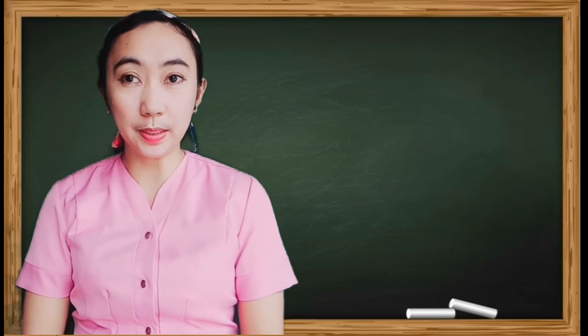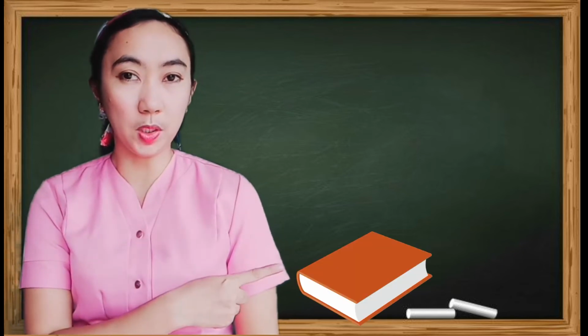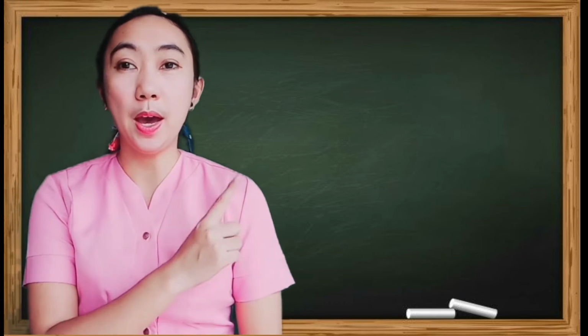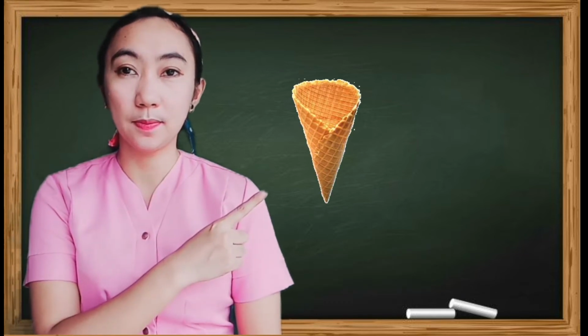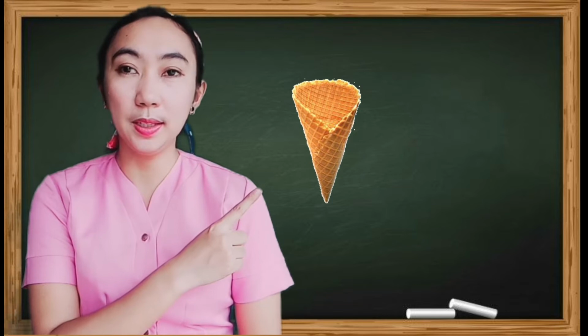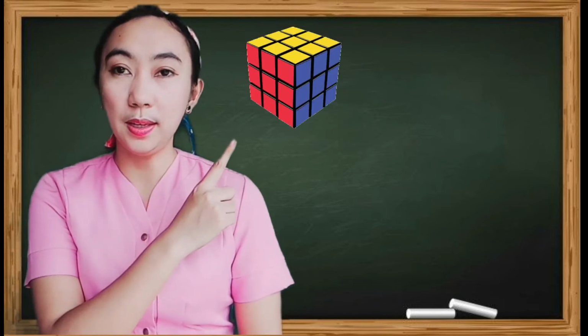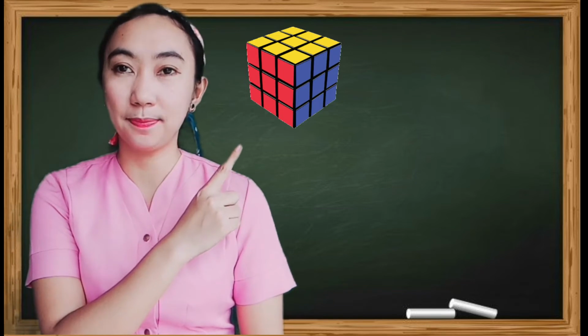Let's have this first. What do we call this object? Yes, this is a book. How about this one? Correct. This is an ice cream cone. And this one? This is a Rubik's Cube.